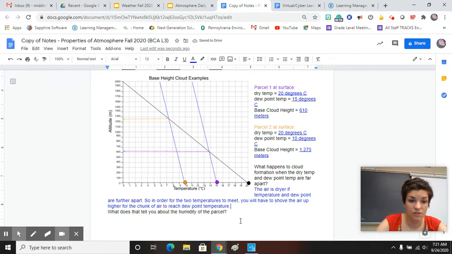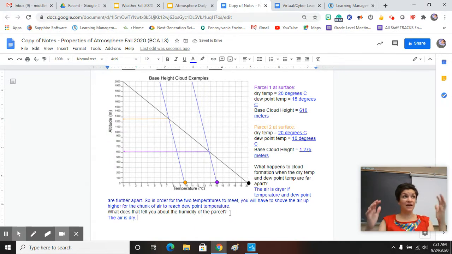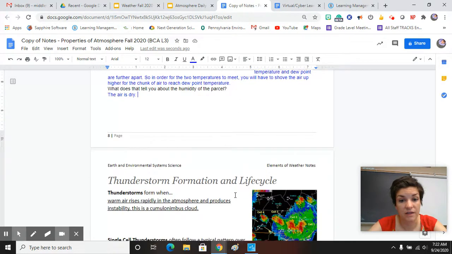All right, what does this tell you about the humidity of the parcel? We already answered that. It's super dry. The air is dry. So on days where you see clouds super high in the air, it's usually going to be drier. If you have fog, the air is going to be more humid because you don't have to shove the air as high to make a cloud. Remember, fog is just a cloud at ground level. Okay, so those are some things to keep in mind there.